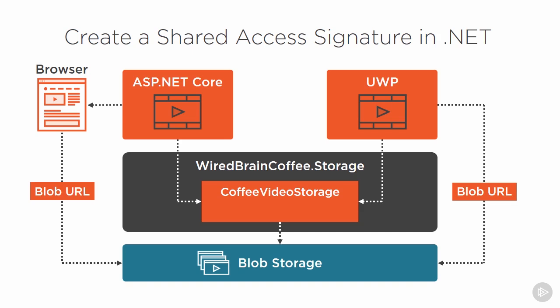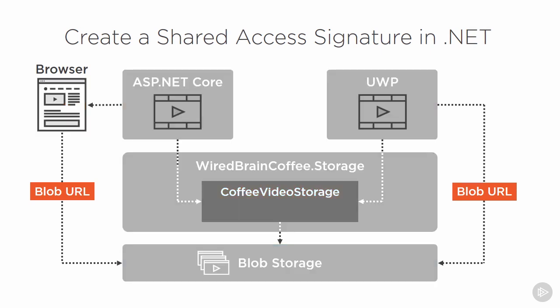The Wired Brain Coffee Company has this architecture. As you know, they didn't want anyone else to be able to use the blob URLs in their static website. That's the reason why you set the public access level on the blob container to private. And now these blob URLs don't work anymore.